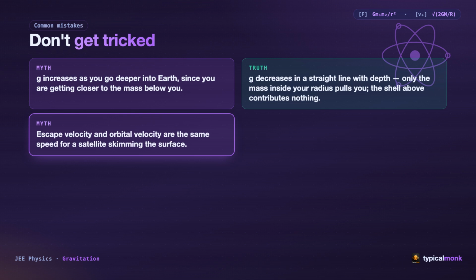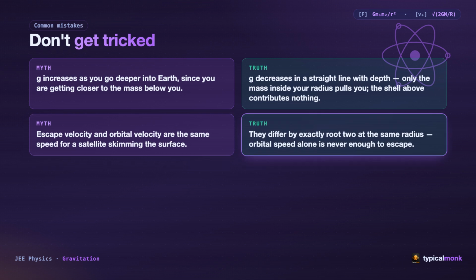Myth 2. Escape velocity and orbital velocity are simply the same speed for a satellite skimming just above the surface. The truth, they differ by exactly a factor of root 2 at that same radius. Orbital speed alone keeps you circling forever, but it can never, by itself, let you leave.